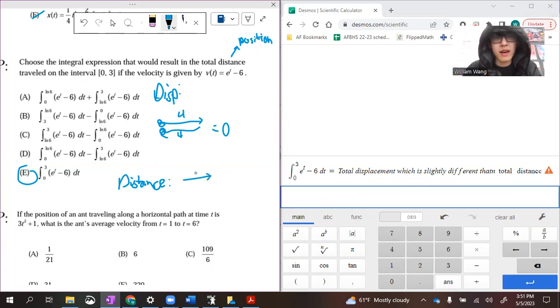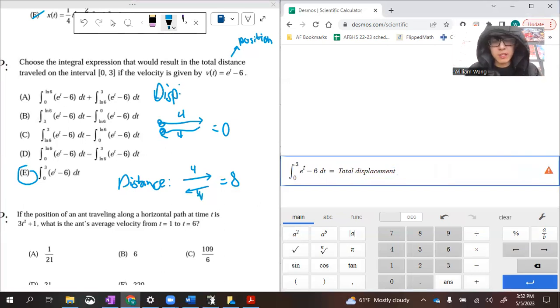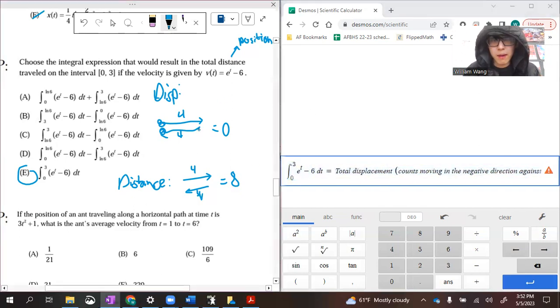Distance would count all of that. So I move 4 this way, 4 back. That means the total distance I traveled is 8, which makes sense because I went 4 this way, 4 back. In total, I traveled 8, even though I ended up at the same spot. Basically, displacement counts moving in the negative direction against you. Notice when I started moving backwards in the negative direction, it started taking away from my displacement. I ended up back at 0.